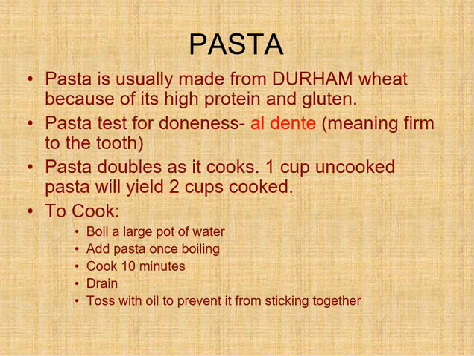Rules for cooking pasta: pasta doubles as it cooks. So if you start with 1 cup of uncooked pasta, you're going to yield 2 cups cooked. To cook pasta, make sure you have a nice large pot of water, and bring it to a boil. You want to add salt, quite a bit of salt. This is where you flavor your pasta. Once the water is boiling, add your pasta. You're going to cook for roughly 10 minutes. It really depends on what type of pasta you're cooking and how thick it is. If you're using regular spaghetti, it's going to cook a lot longer than, say, angel hair pasta.